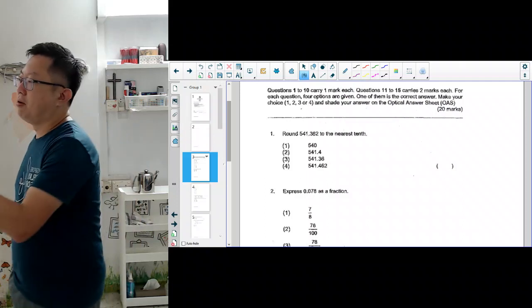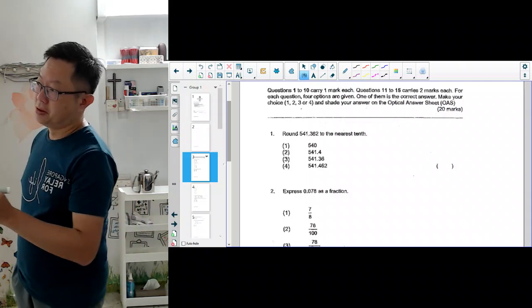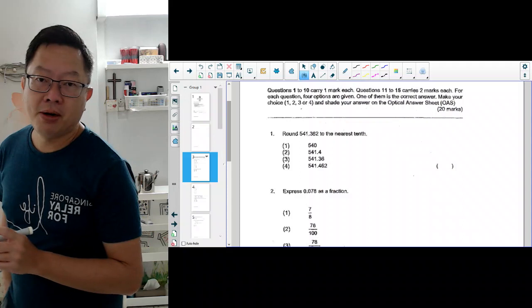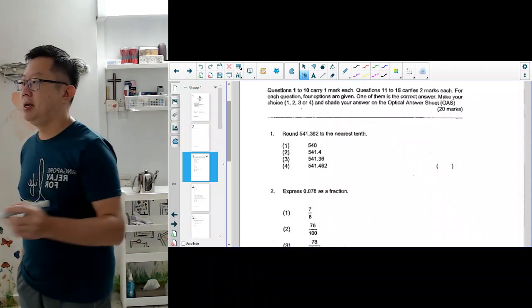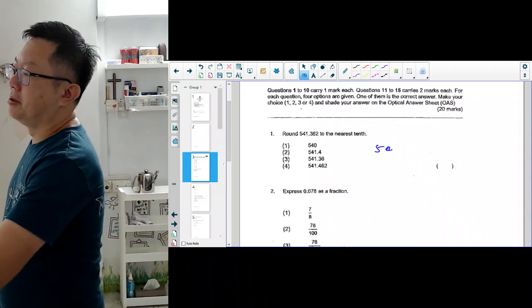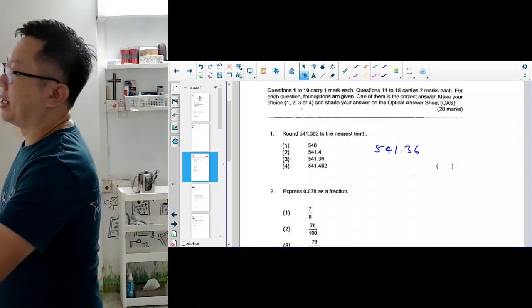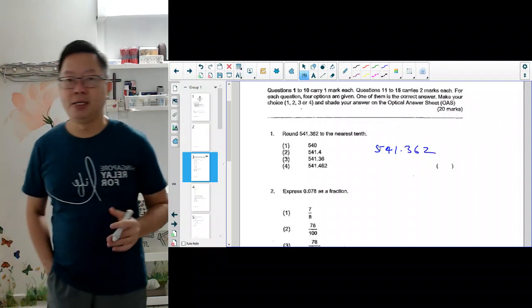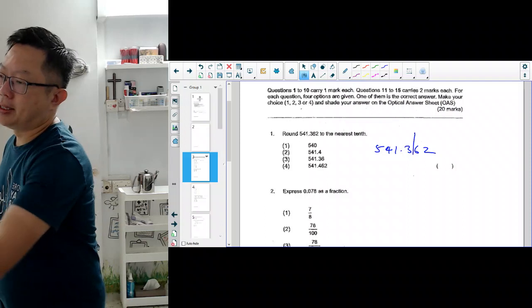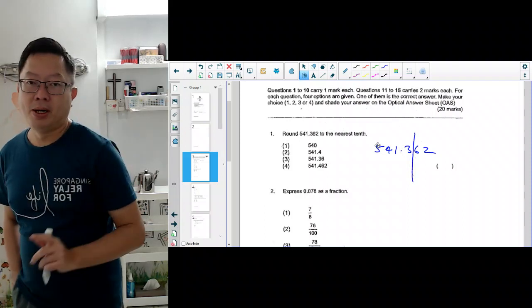So, round off 541.362 to the nearest 10. So you have to round this to the nearest 10, which is 1 decimal place. What I can do is draw a line to show how 1 decimal place looks like. So if I draw a line like that, that is how 1 decimal place looks like.